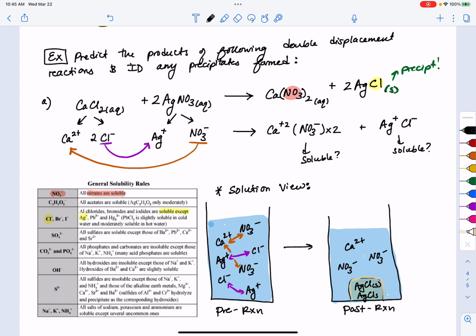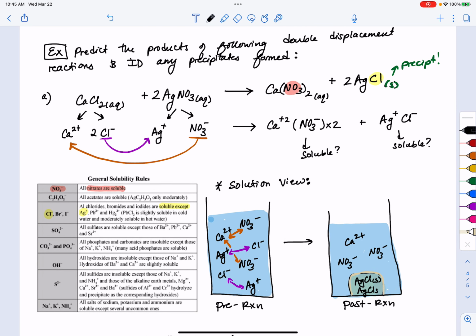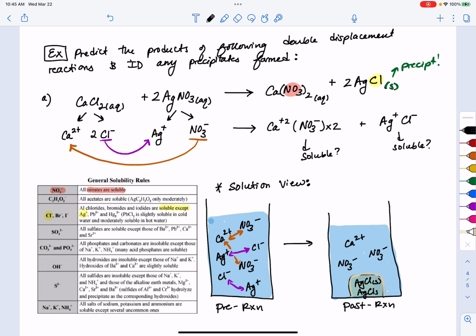Okay, this is the second half of our fourth part of our lecture for Wednesday, March 22nd. We are practicing how to predict precipitation products by following this kind of general process here. We just looked at the reaction of calcium chloride with silver nitrate and determined that we did form a precipitate, or a solid insoluble product. That was our silver chloride.